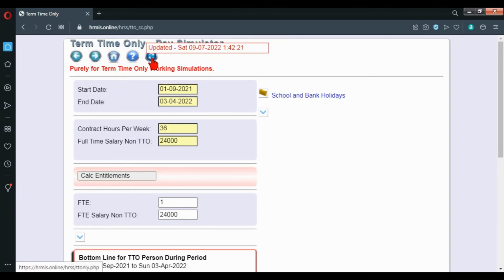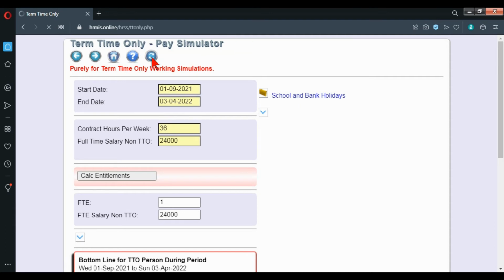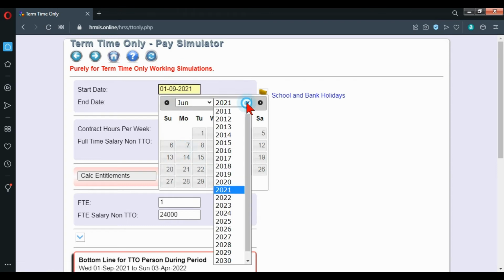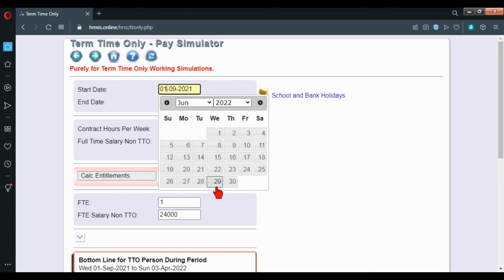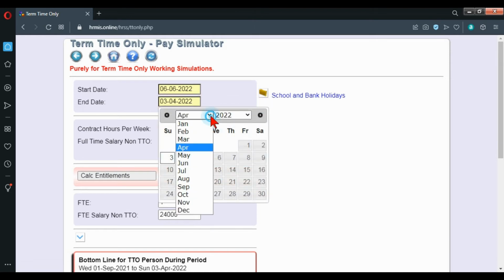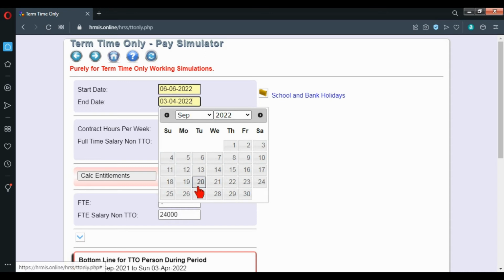Next, click the refresh button to clear any messages, and let's look at a situation where a person is brought into a school partway through the summer term and leaves at the end of the following September of that year. So we'll say they work from 6th of June 2022 to 30th of September 2022.